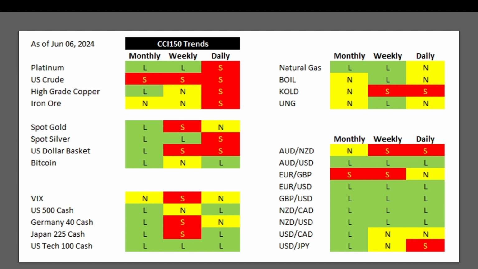In terms of the heat map, you can see there in the center left, all the monthly trends are trending bullish. It's a mixed bag on the weekly and likewise mixed on the daily in terms of trends, and we're using the CCI 150 to determine trends. We've also got these other instruments for your reference, which we track on other various videos occasionally.